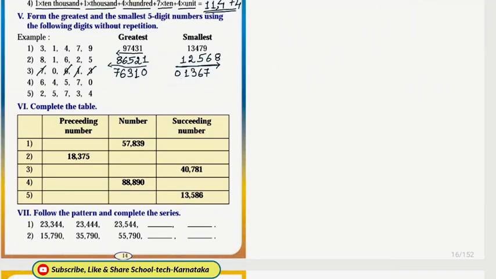find our smallest 5-digit number, what we do is we exchange these numbers. So we write 1 0 3 6 7. So this is not our smallest 5-digit number, but this is our smallest 5-digit number.